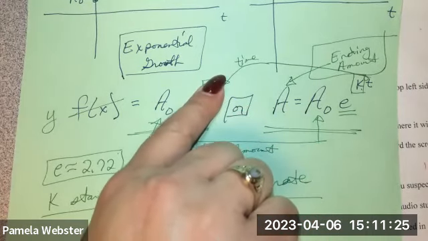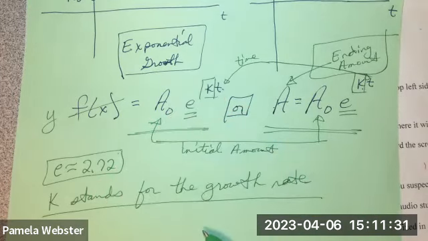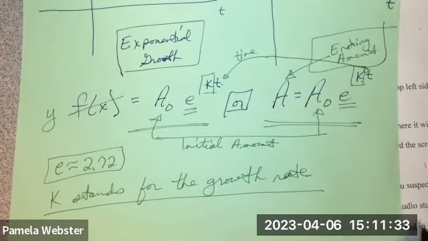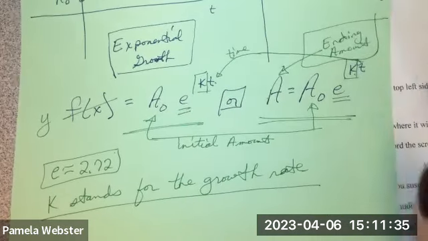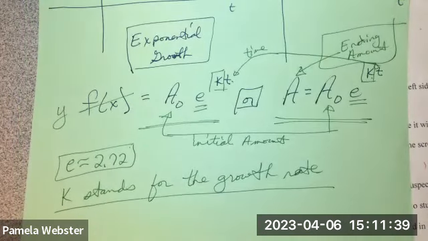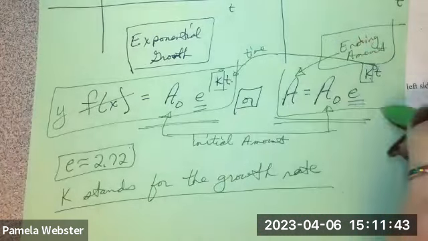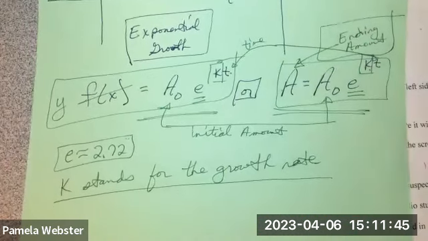So basically, if you don't have a growth rate at all, you're left over with the A sub 0, right? So if there's no growth and there's no decay, K equals 0, then you're just always going to be left with your initial value. So that's how you're going to read these formulas, all right? Either this one or this one. It doesn't matter.